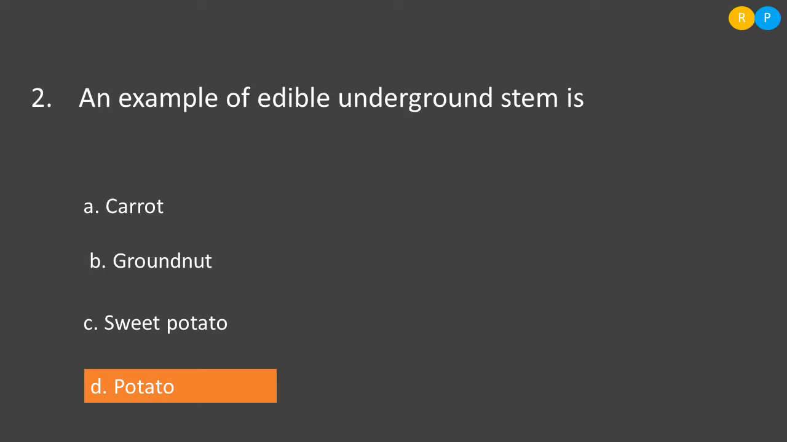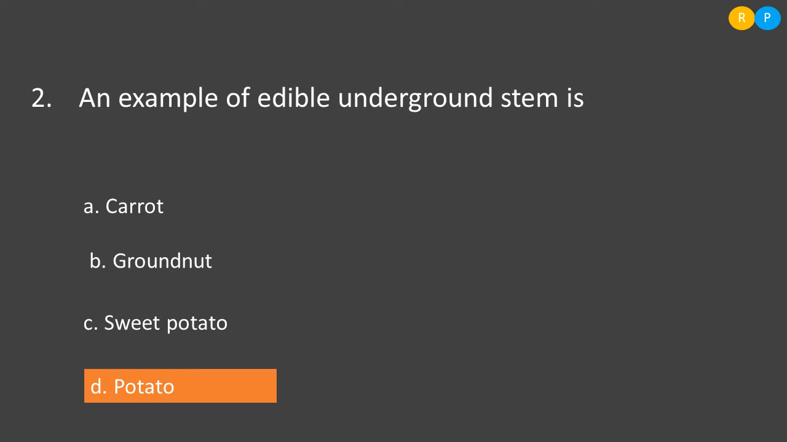First option, carrot. Carrot is not a stem modification, it is a root. That means the taproot gets modified for storage of food. Then option B, groundnut. Groundnut is not a stem modification, it is a kind of root modification. Then option C, sweet potato. Sweet potato is also a root modification.